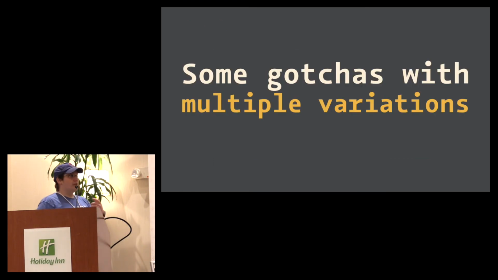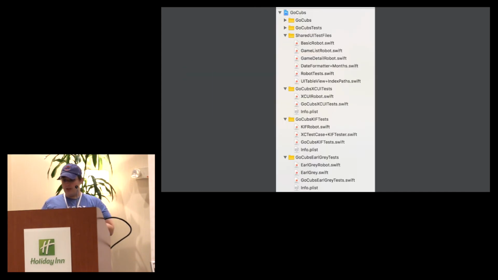There are also some gotchas with multiple variations, and I found this really interesting to use and build and test, but there are some crazy things that can happen when you're trying to test multiple things. My original vision for this technique was that I would have each set of tests sitting in its own folder, those bottom three folders, and then each of those three folders corresponds with a different testing target. And then the shared UI test files would have files that were shared across all three targets.